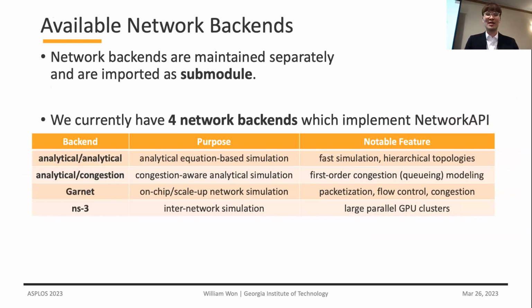Among all possible network backends out there, we currently support 4 types of network simulators. The analytical backend, which is purely based on analytical equation-based simulation, is for fast simulation of large-scale systems. Analytical with congestion-aware feature models simple congestion behavior of the network. We also support Garnet, which is more suitable for simulating on-chip and scale-up networks, and the NS3 backend, which is for data center-like parallel GPU clusters with internetworking switches.